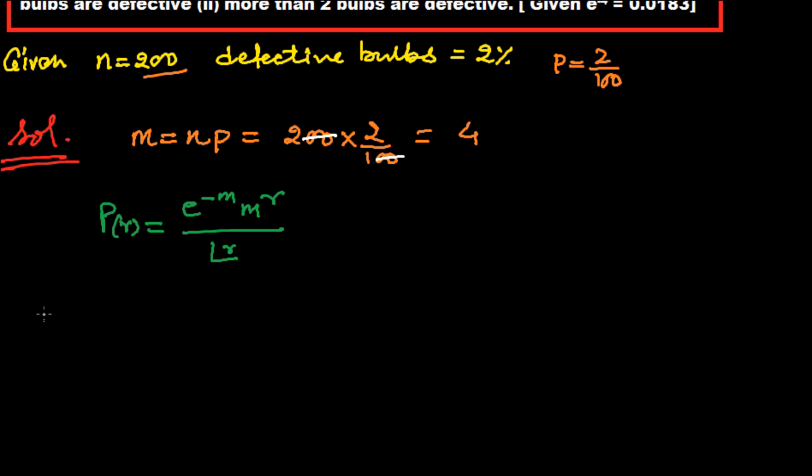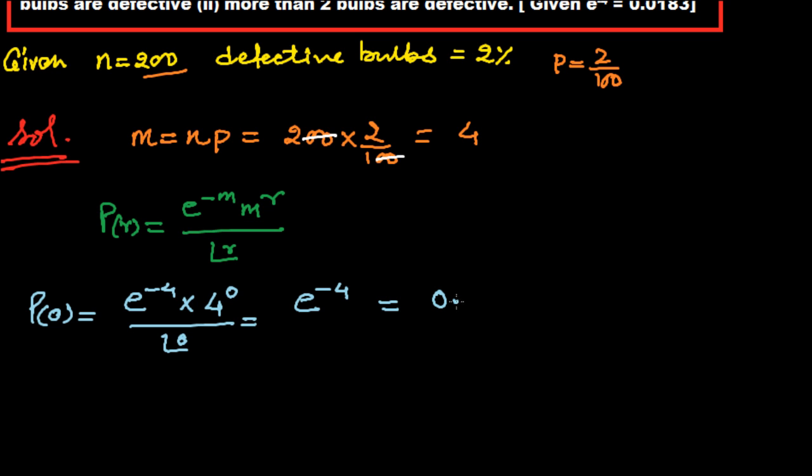We will find out first P0. P0 is equal to e to the power minus 4 into 4 to the power 0 over factorial 0. So you get only e to the power minus 4, because 4 to the power 0 is 1 and factorial 0 is also 1. So the value is 0.0183. This is the value of P0.